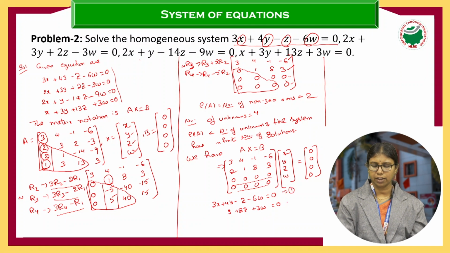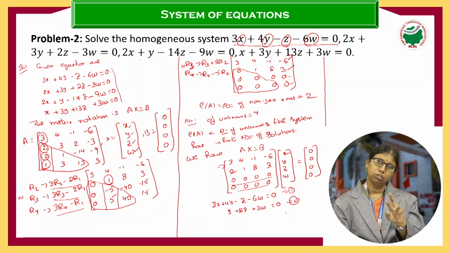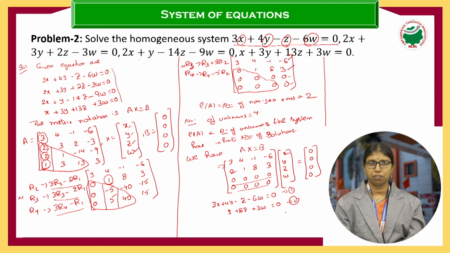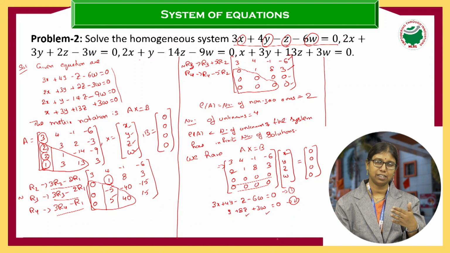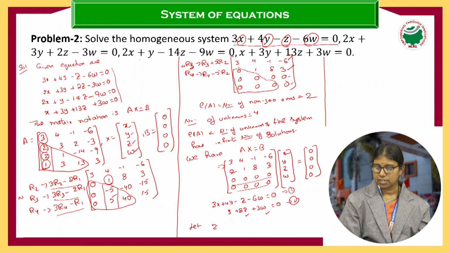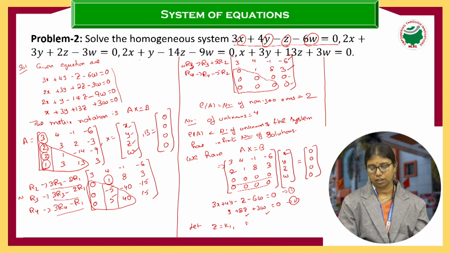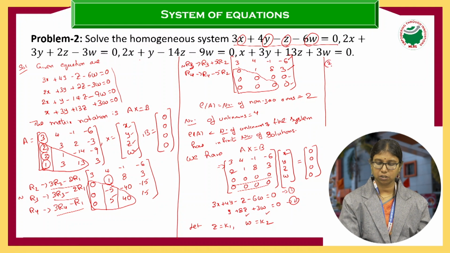Again in a similar way, in the second equation I have 3 variables. Out of these 3 variables, you choose any 2 variables as arbitrary constants. I'll prefer Z and W, then you will get the further calculation very easily. So here you have to take Z equal to some K1 and W equal to K2. Now substitute these two values in equation 2.